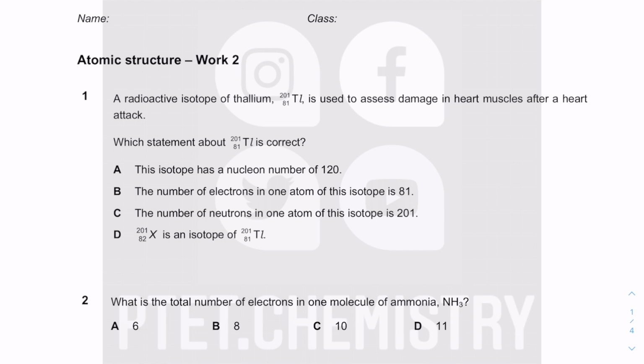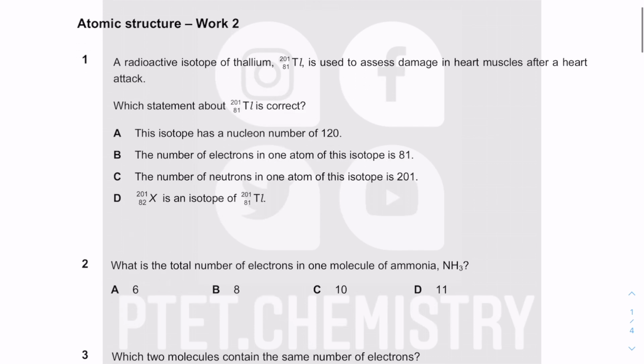Atomic structure is a key topic, and all of atomic structure will have been included, with the exception of the calculation of relative atomic mass, which is quite new in the 5070 syllabus as well. Question 1 here, we have a radioactive isotope. Radioactive meaning unstable nucleus, something that you would most likely do in nuclear physics rather than in chemistry.